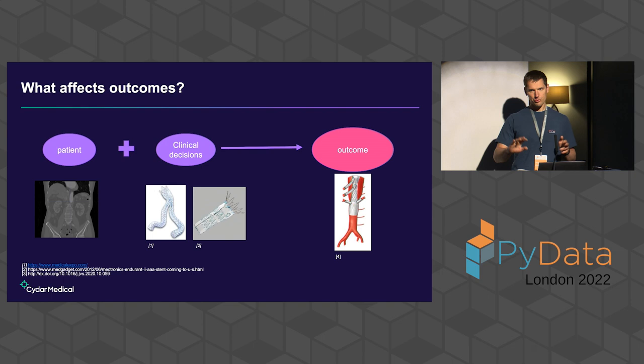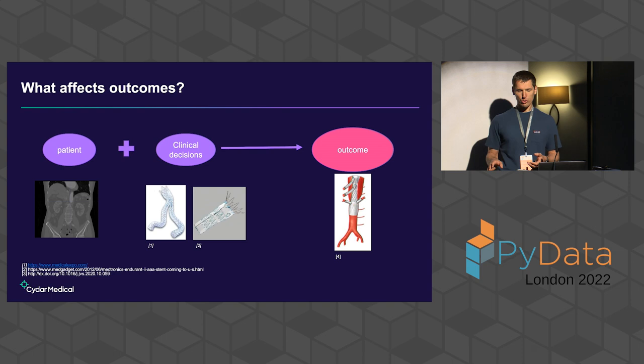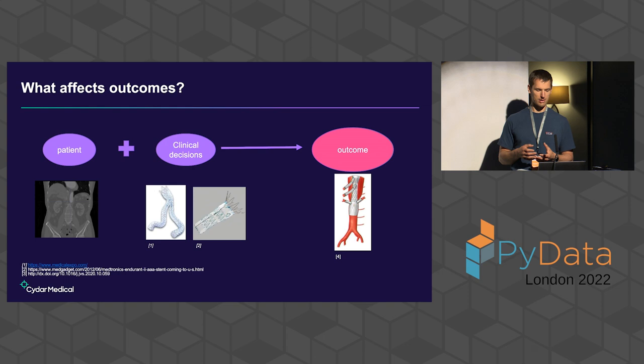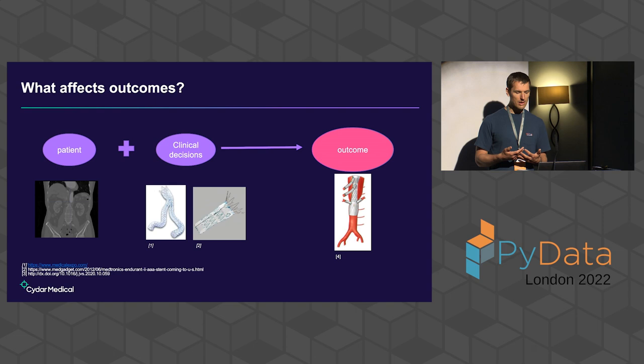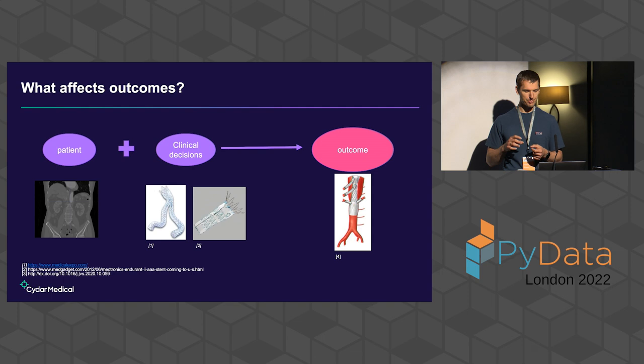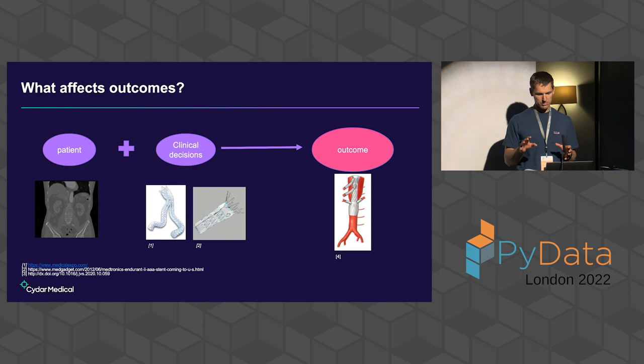I tend to think there are two main factors affecting the outcomes and how successful a treatment is. The first is the patient themselves, their anatomy, comorbidities, general state of health. But we can't really control that. I mean, we can do our best with segmentation, with annotating the data, but the patient comes as they are. And then there are clinical decisions, and these are things like what sort of device the clinician, the doctor, will use during the operation, where exactly they will place it in the patient's body, or what other adjunct procedures they will carry out during the surgery. And these two factors affect outcomes.